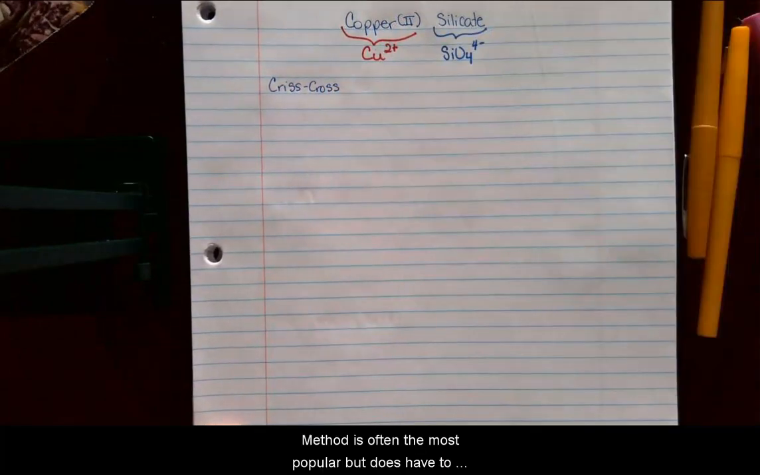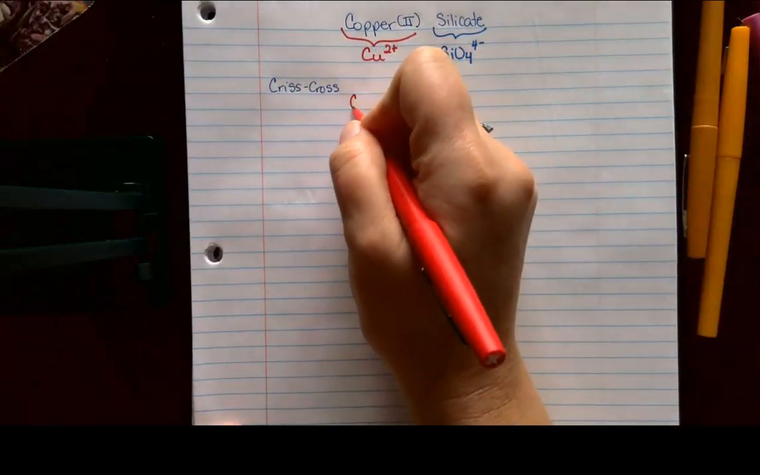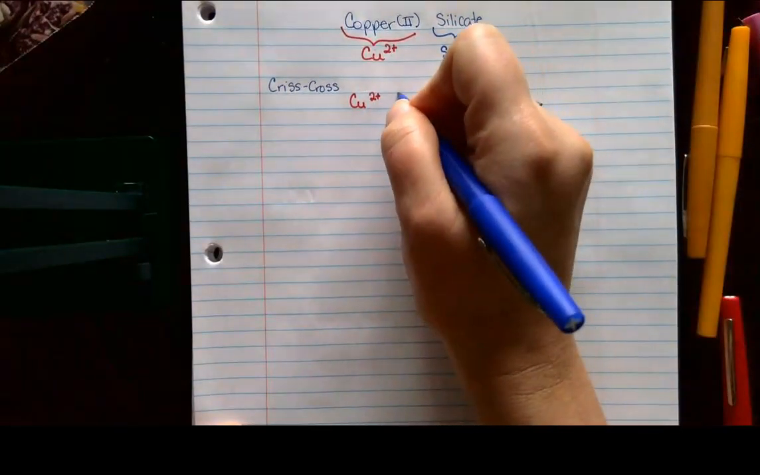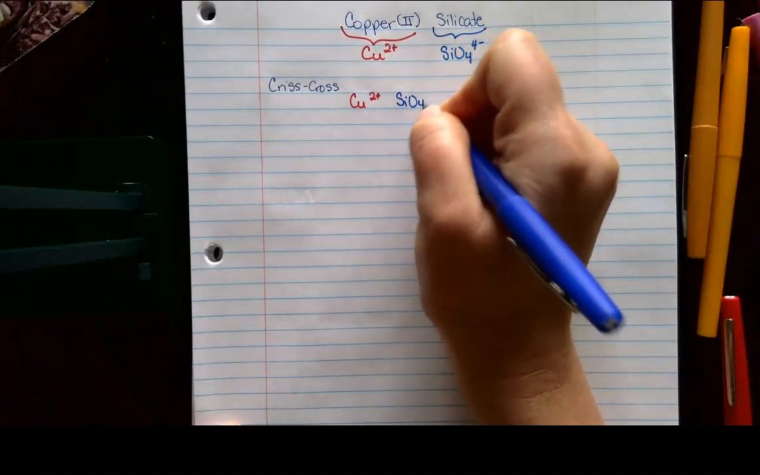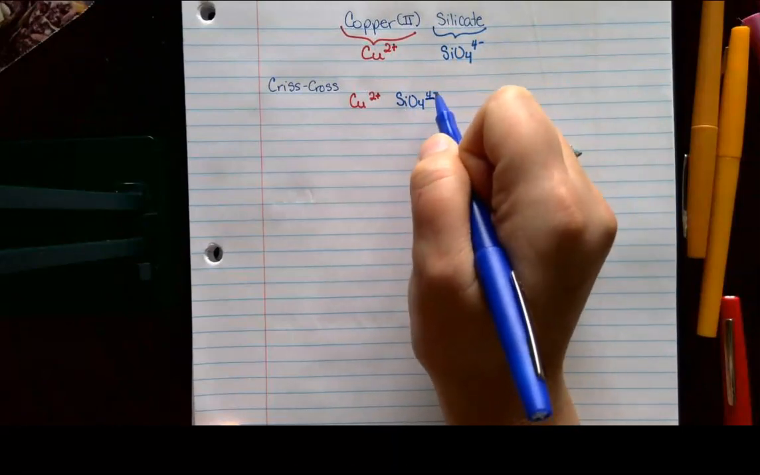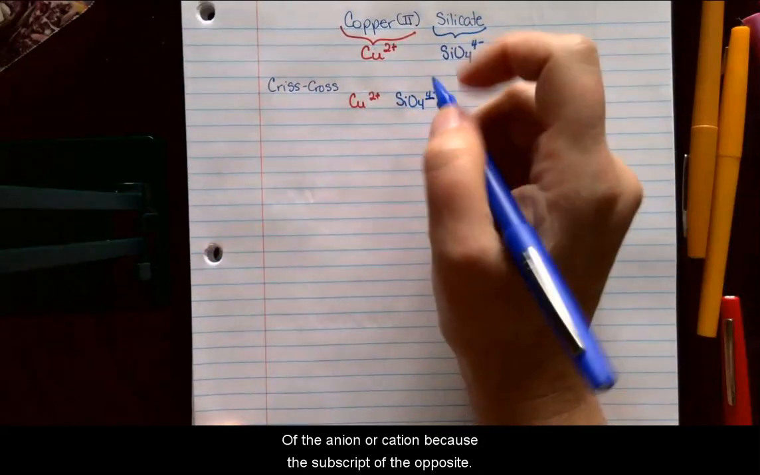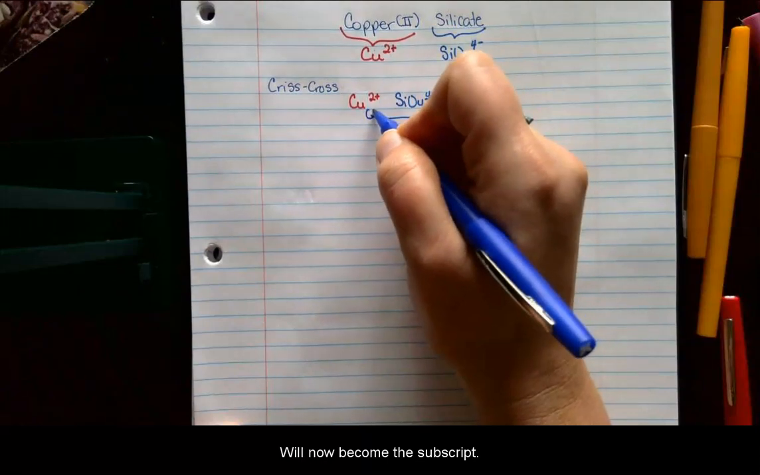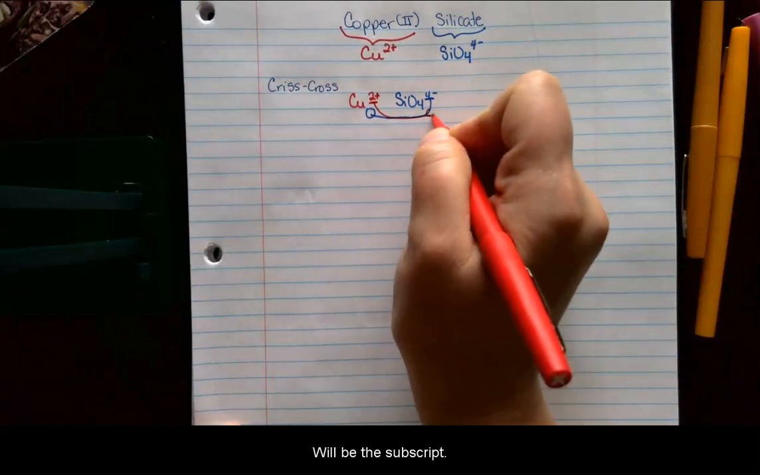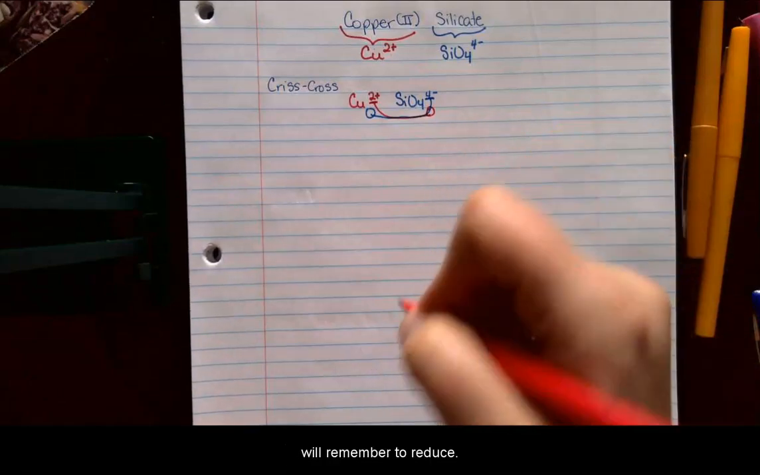And this method is often the most popular, but does have to make you think about reducing. So we're going to do Cu2+ and then SiO₄ 4 minus. And this is where the charge of the anion or cation becomes the subscript of the opposite. So this 4 will now become the subscript of the copper, and this 2 will be the subscript of the silicate. So we're going to write this out as it's written, and then we will remember to reduce.